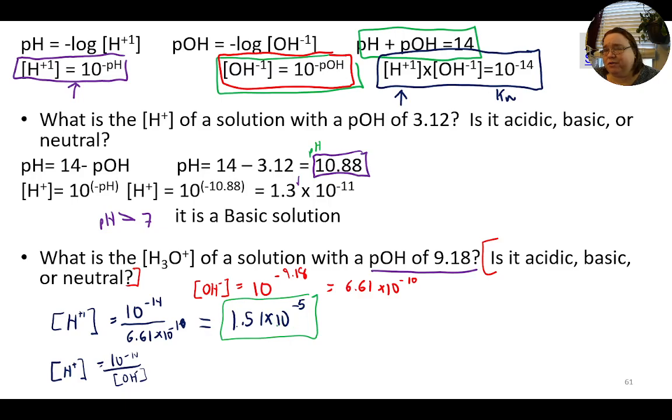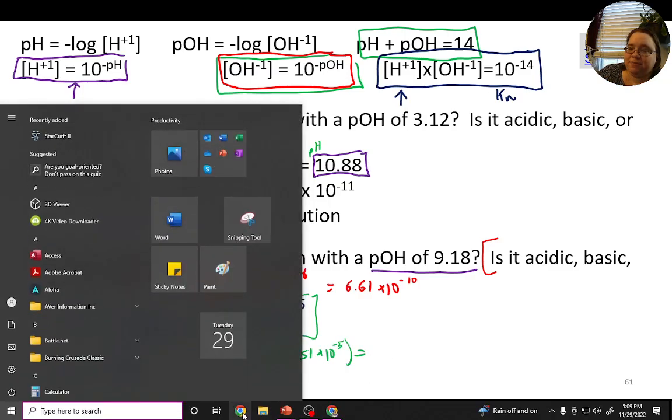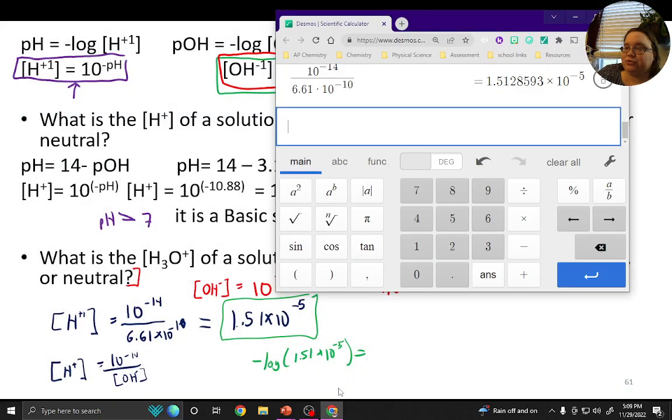Most students aren't going to be able to do that. Most students, I would suggest, take the negative log of that number. Because then you're looking at exactly the pH. And you can very easily tell with looking at the pH, is it acid, base, or neutral?